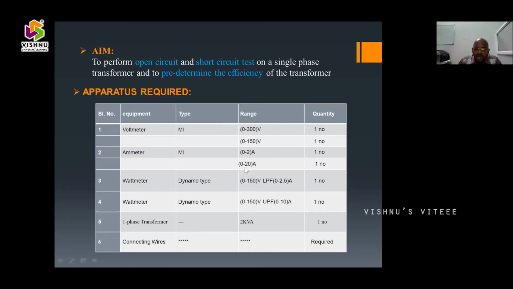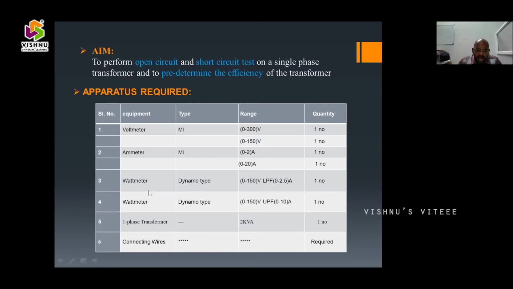And similarly, for the short circuit test. The short circuit test is operating at full load condition. That's why the full load current of the transformer is 8.7 amps. So for accuracy purposes, we have preferred 0 to 20 amps. An MI type ammeter is preferred for the short circuit test of a transformer.